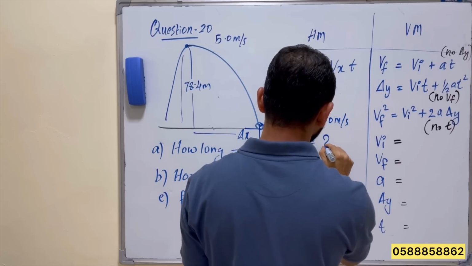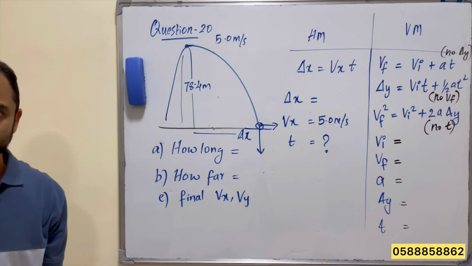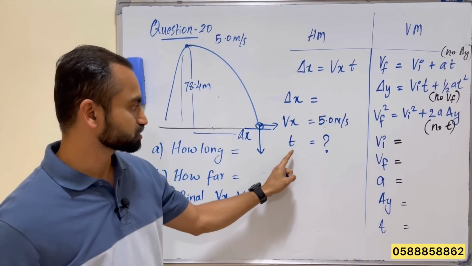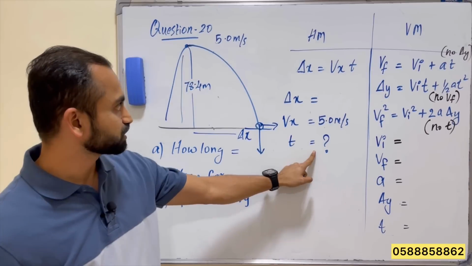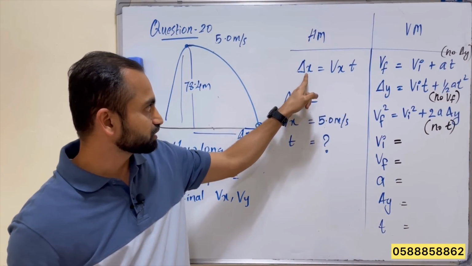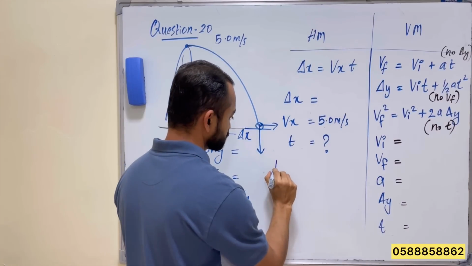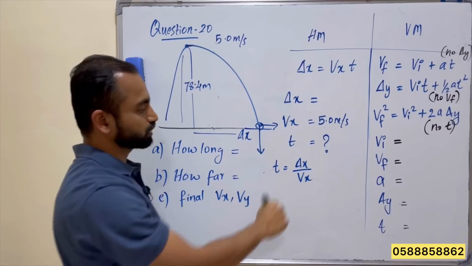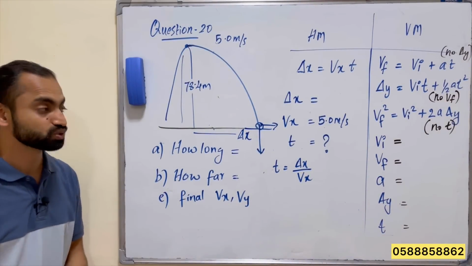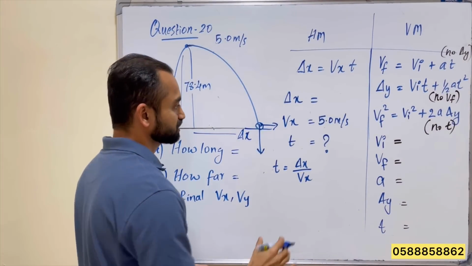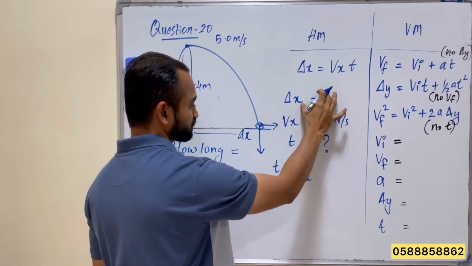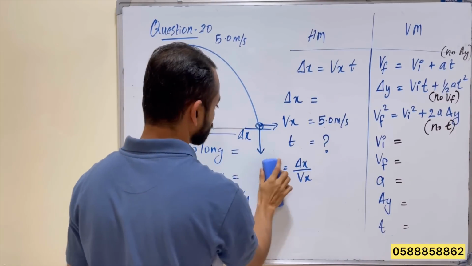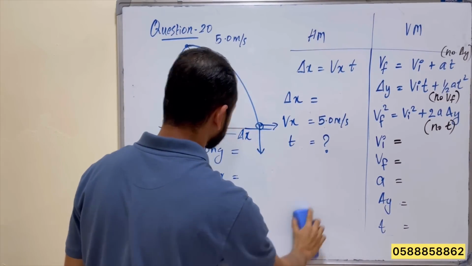And we need to calculate the time. So to calculate the time, what is the equation? We can calculate how long, meaning time taken, right? So to calculate time, we can write the equation time is equal to delta x divided by Vx. Just rewriting that equation. But we cannot use this equation. The problem is that to calculate the time we have to know delta x, but delta x is not given in this question. So we cannot use horizontal motion to calculate time.